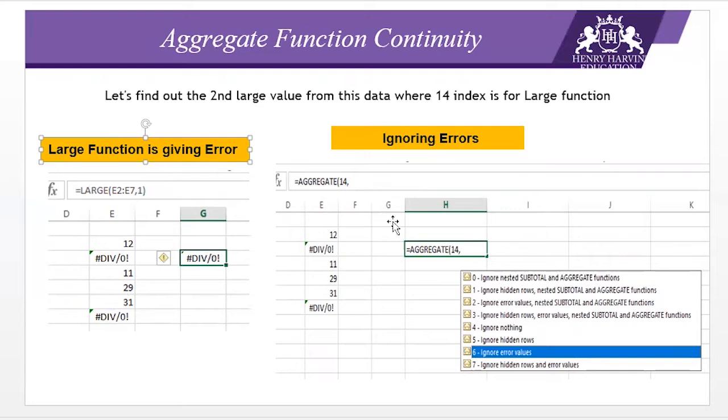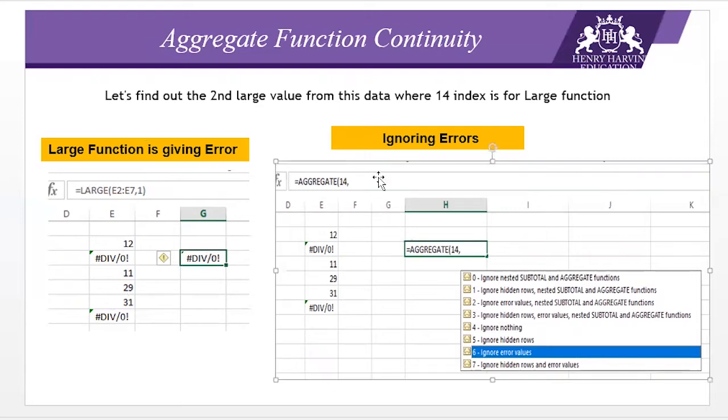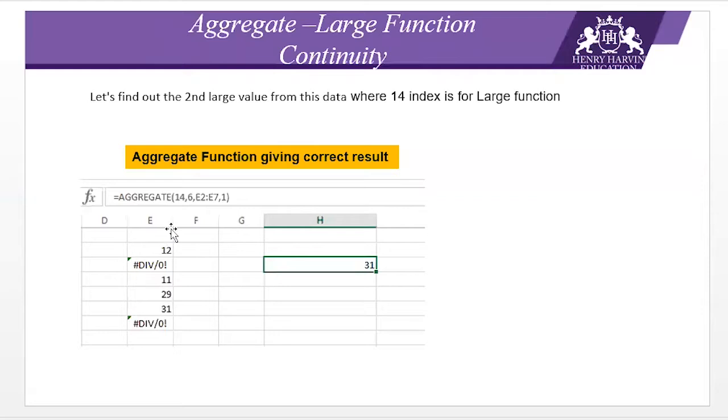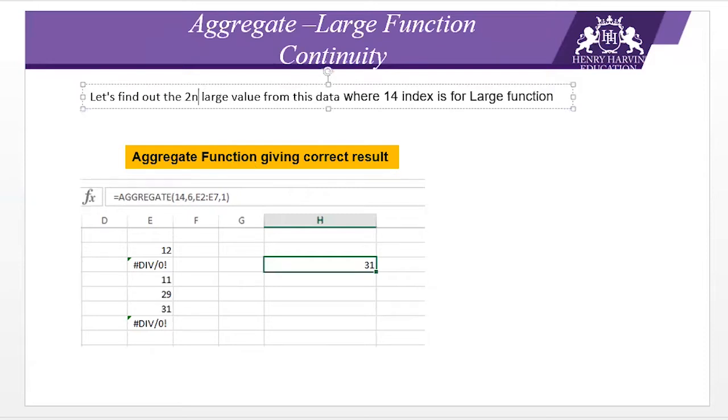But when we apply the aggregate function, here it is giving us options like 14. So you can see, let's find out the second largest value from this data, where 14 is the index for the LARGE function. Over here it is asking for ignore error values. So we have ignore error values. Now over here I have applied the first largest value. So maybe let me do that first. The second largest value I will tell you in our example.